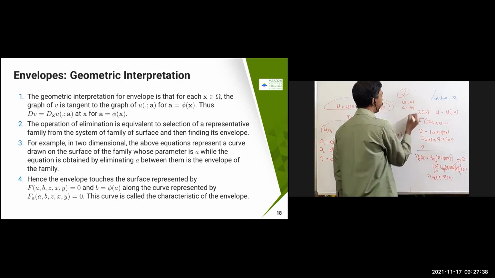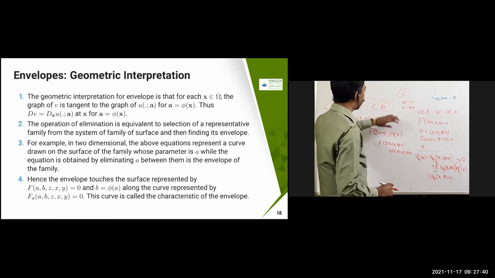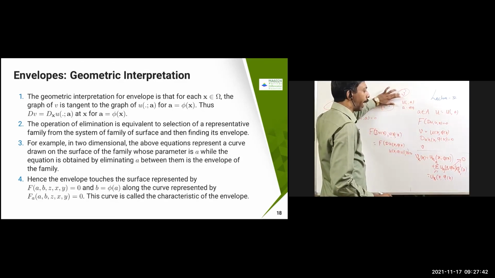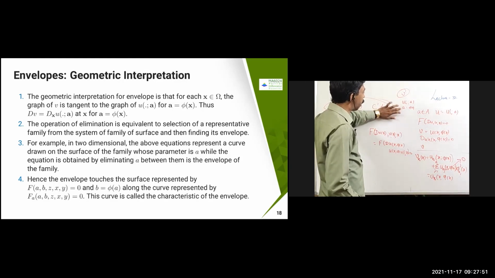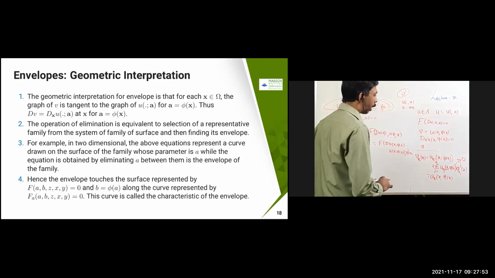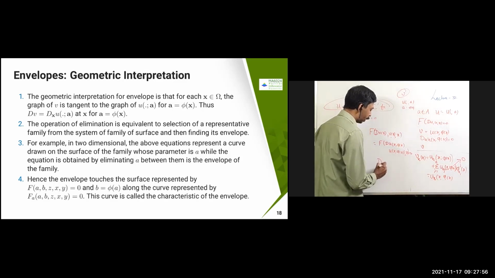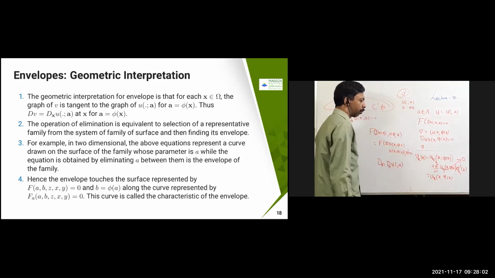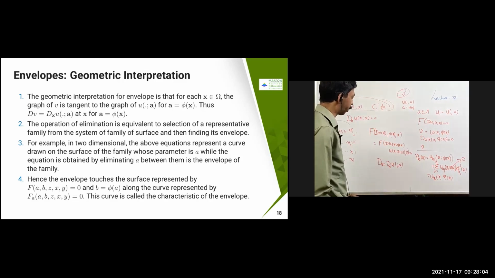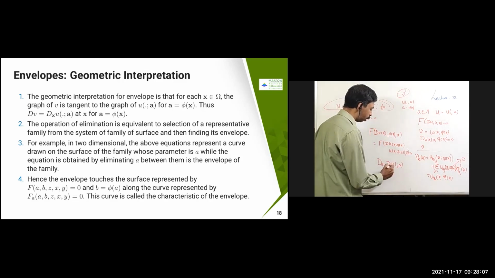Because I am just eliminating that one arbitrary constant. Therefore, what you are going to get is that this v is going to be tangent to the graph u equal to u of x comma a, the complete integral, for a equal to pi of x, because this is the way I have eliminated, right? So what I am saying is that dv is going to become like d_x of u comma a at x, for a equal to pi of x. So if you take the dv, dv is going to be d_x of u comma a.